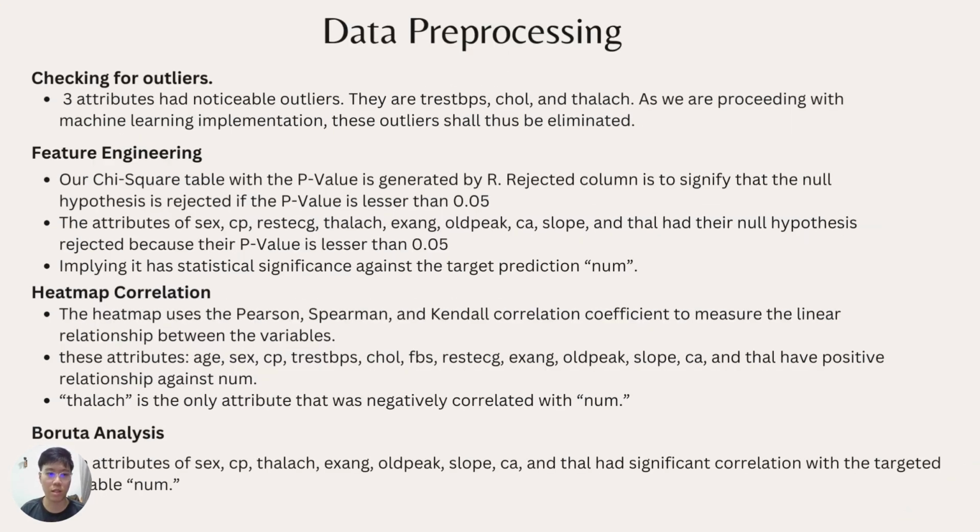For data preprocessing, we used 4 methods: checking for outliers, feature engineering, heat map correlation, and Boruta analysis. For checking for outliers, we had 3 attributes with noticeable outliers: trestbps, chol, and thalach. Proceeding with the machine learning implementation, those outliers shall be eliminated.